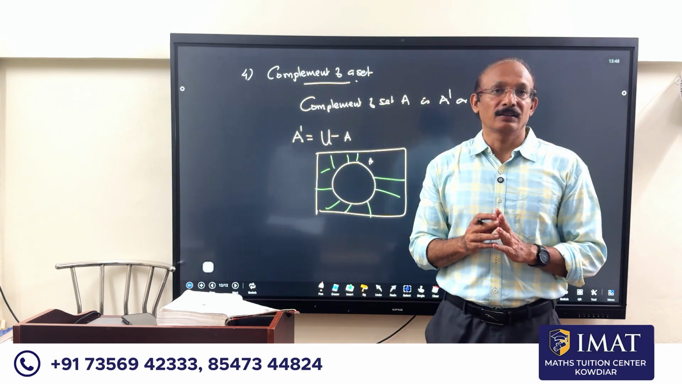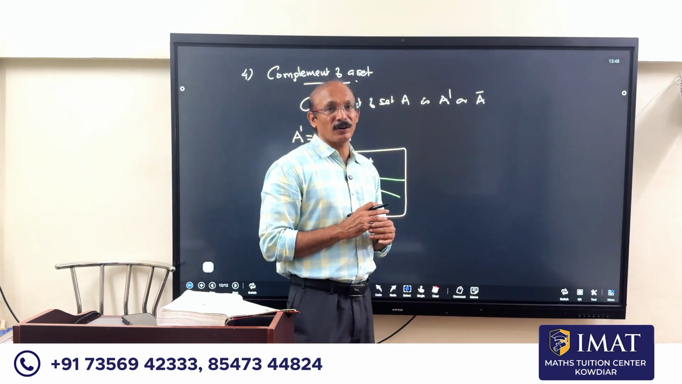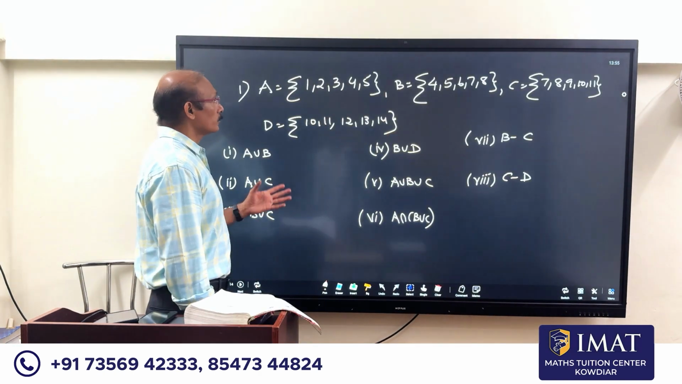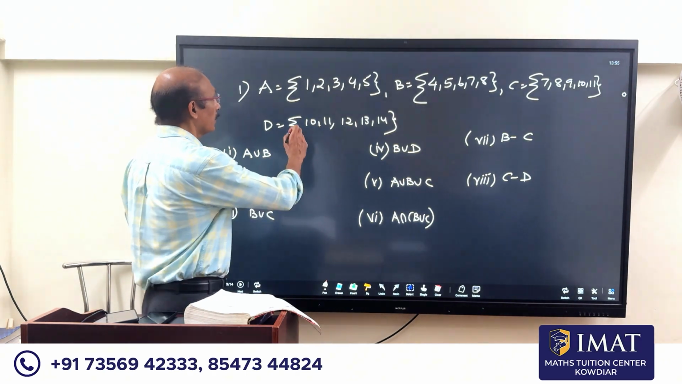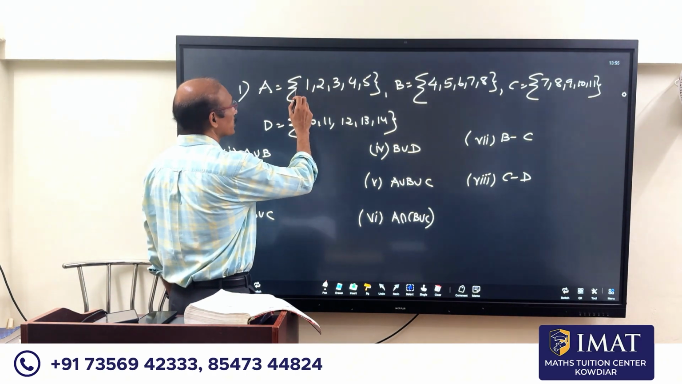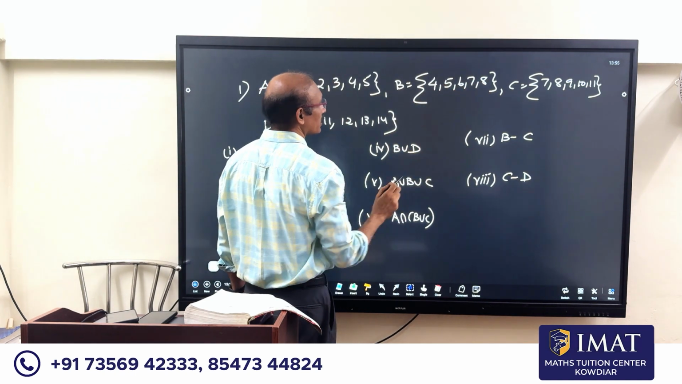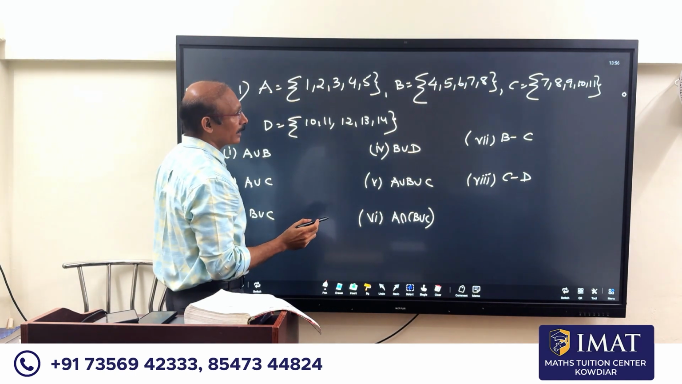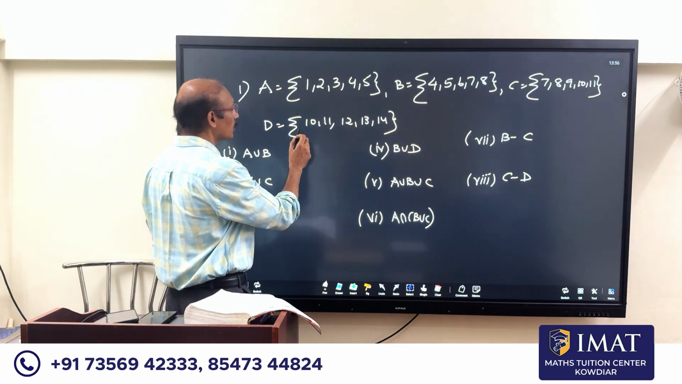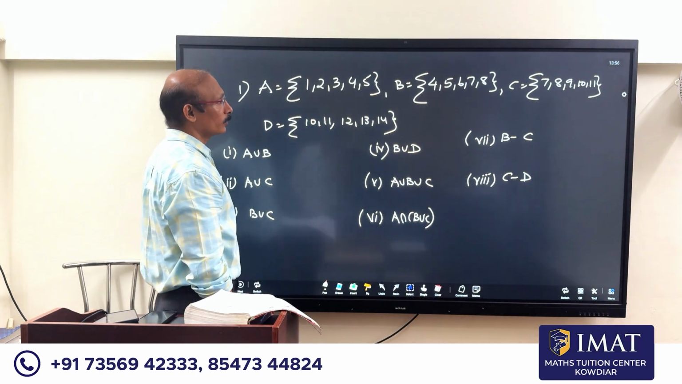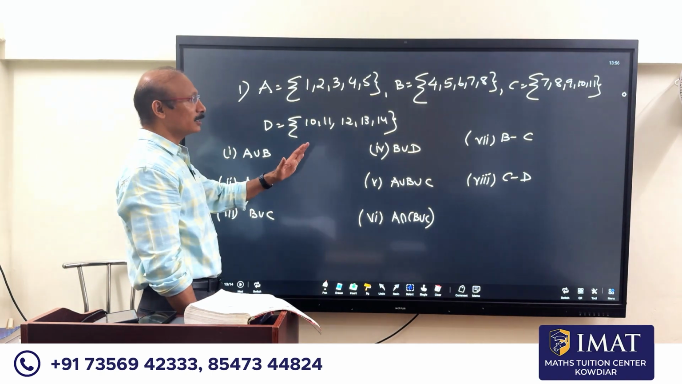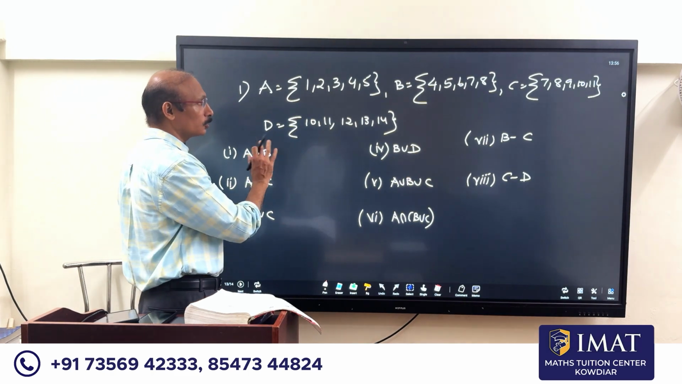Okay, right. Now let us go to questions from this. Now see, children, it's given A is equal to set 1, 2, 3, 4, 5. B is equal to 4, 5, 6, 7, 8. C is equal to set 7, 8, 9, 10, 11. And D is equal to set 10, 11, 12, 13, 14. Let us see these questions. So you are going to operate.